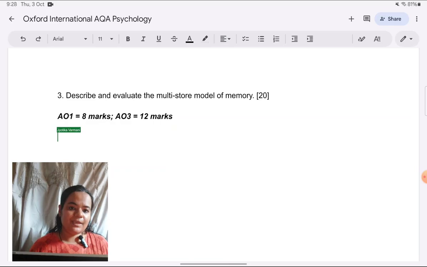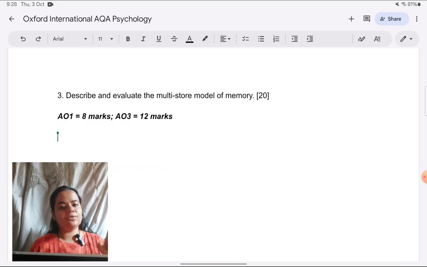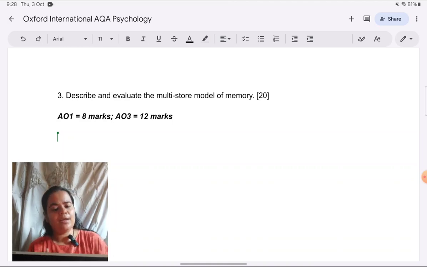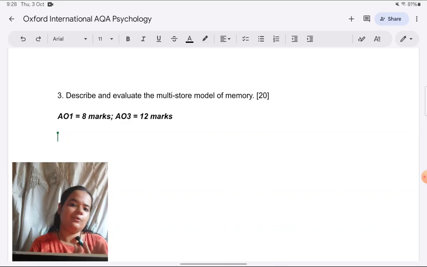If you're in the UK AQA syllabus, the same question, if it comes for 16 marks, then AO1 is worth 6 marks and AO3 is worth 10 marks. Just keep in mind that whatever the marks allotted to an essay type of question of this nature, in which description and evaluation is required, AO1 always has less weightage than AO3. So phrase your answer in a way keeping this in mind.